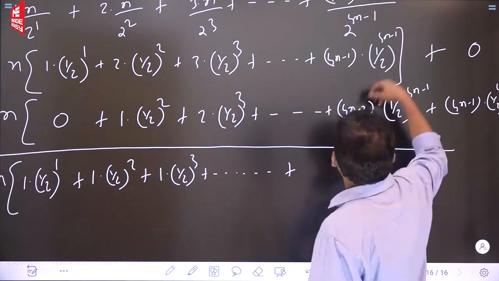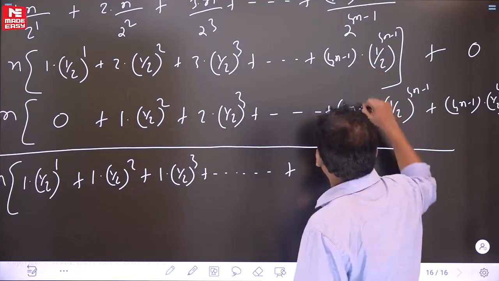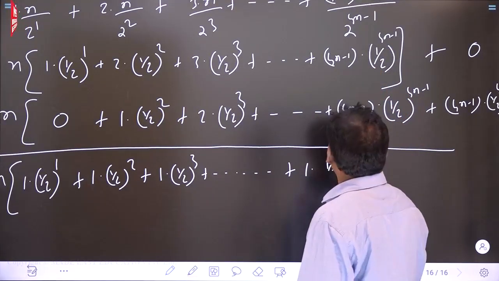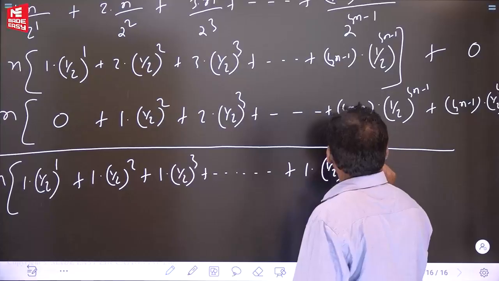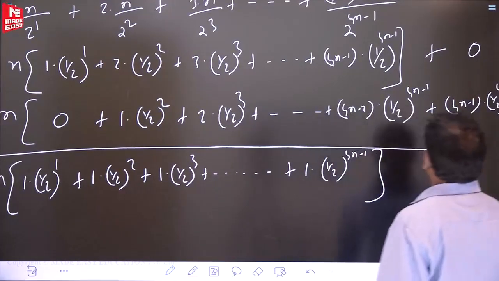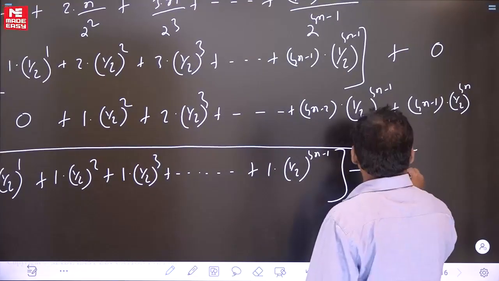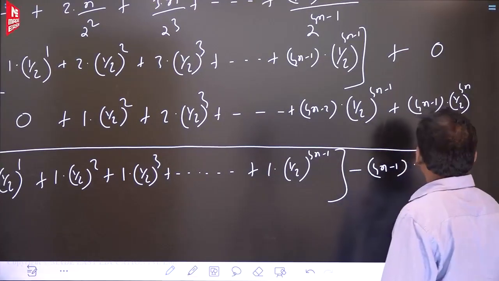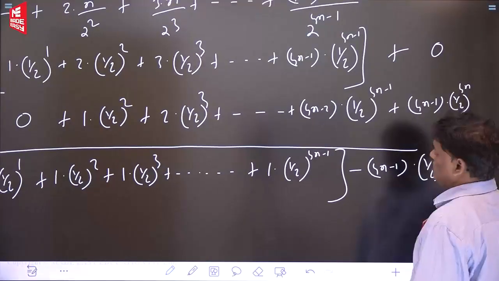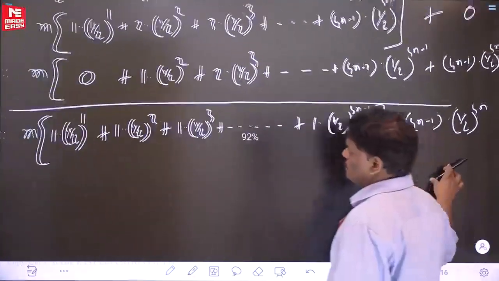This one also you see here. What is log n minus 1? The log n minus 1 difference: 1 into 1 by 2 power log n minus 1. What about the remaining? If you observe, it is minus log n minus 1 into 1 by 2 power log n. Right? Like this.